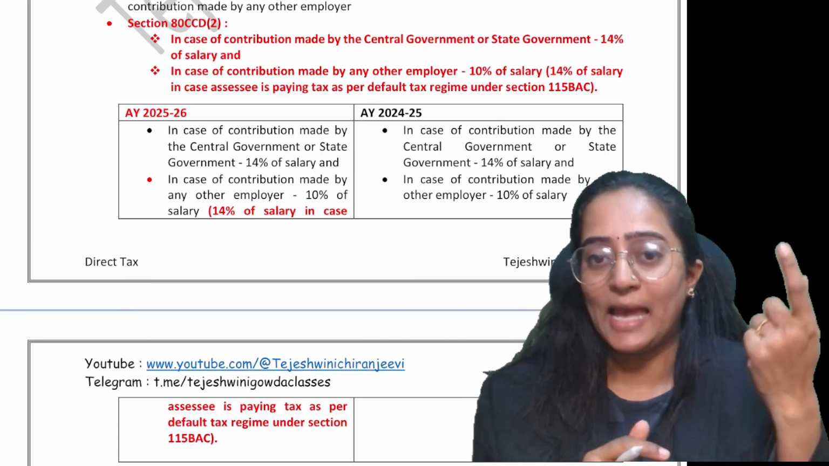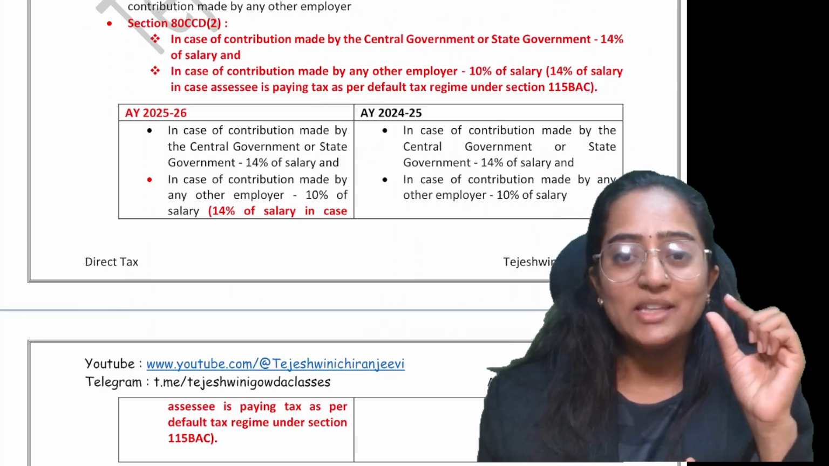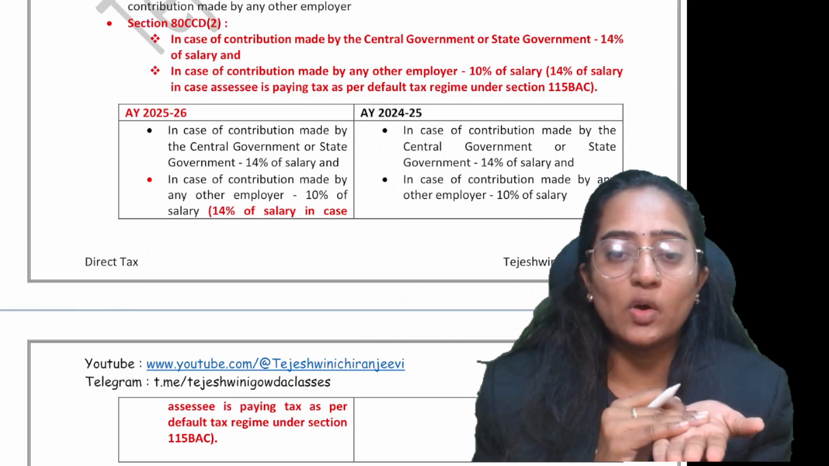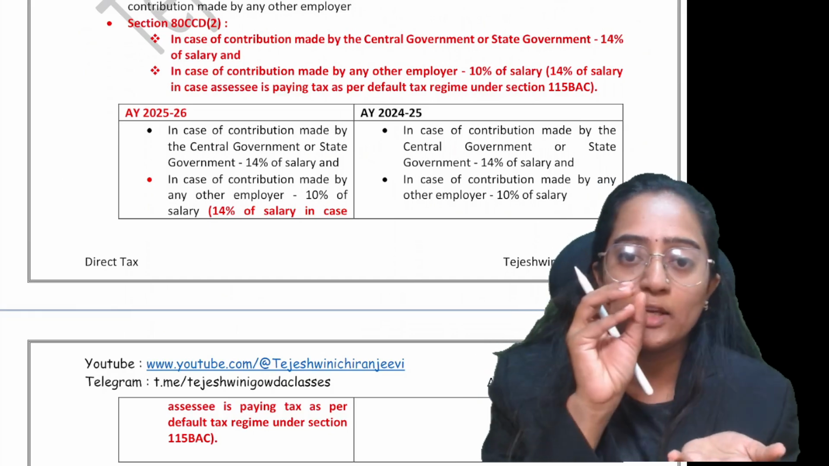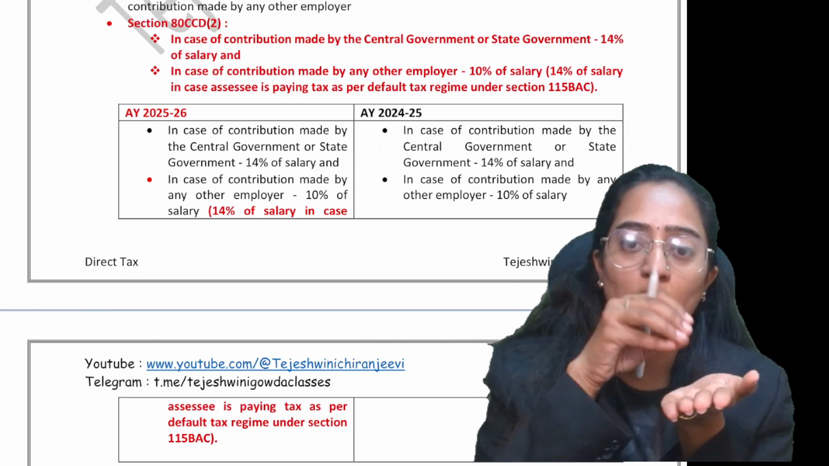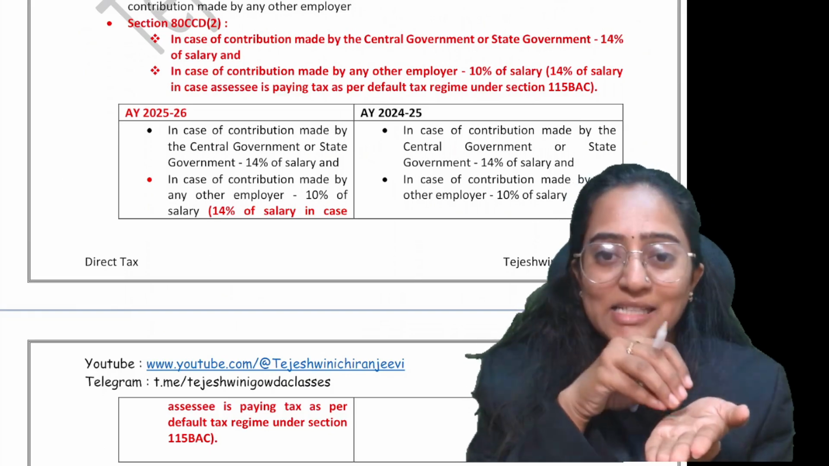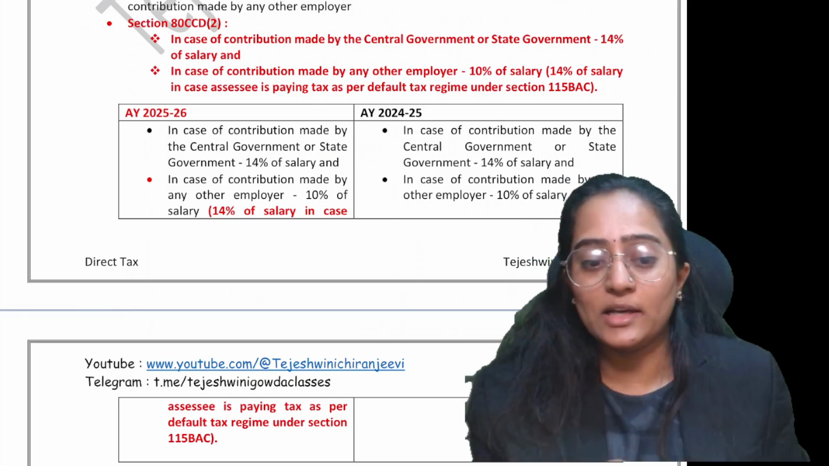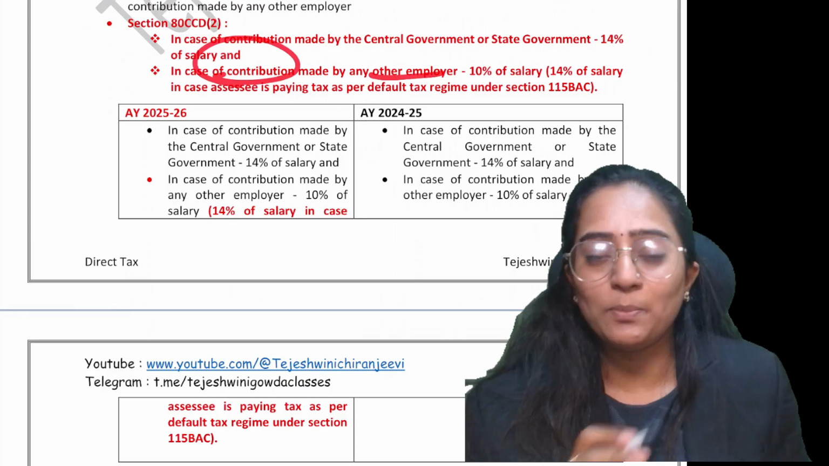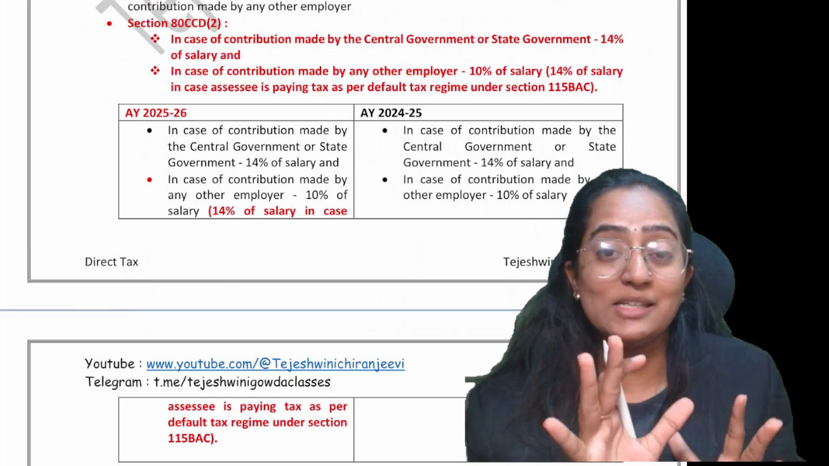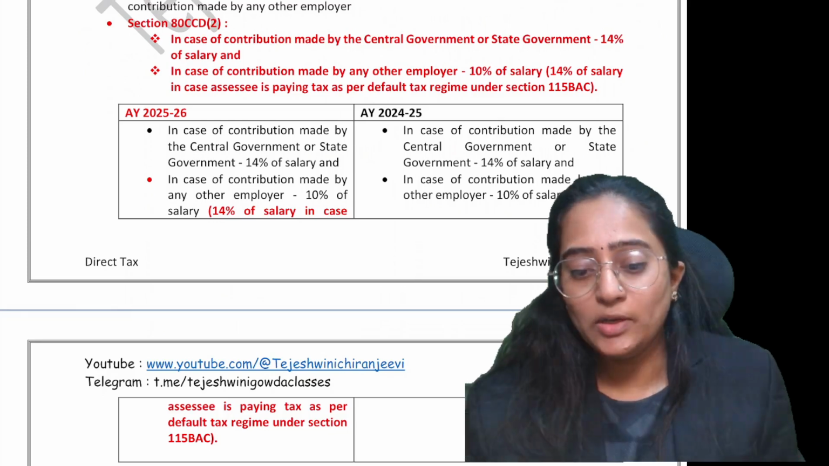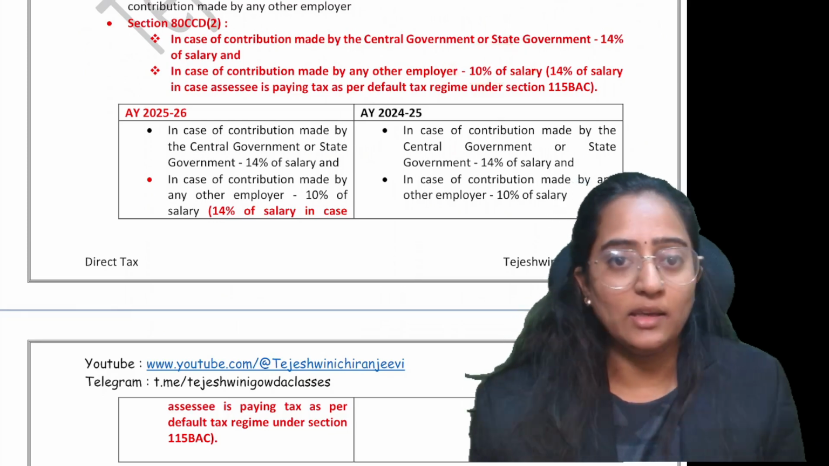Remember, first of all, in the salary chapter, you might have already studied that whatever the employer contributes in your name is taxable in the hands of the employee, included in your gross salary, included in your GTI. Later on, you will get the deduction under section 80CCD(2). Remember this point. And in case of the contribution made by any other employer, if that employer is central government, you can take deduction of 14%. If that is other than the government, you can take deduction of up to 10% in that case.